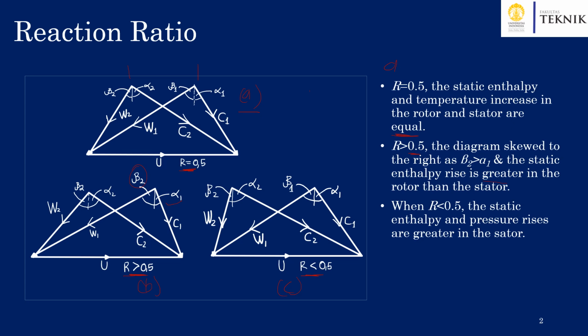And for case C, or the third velocity diagram, we see that the reaction ratio is lower than 0.5. This is the case where the static enthalpy and pressure rises are greater in the stator compared to the one in the rotor. And we can see that in this case the velocity triangle is skewed to the left side of the graph. And as we can see here at the inlet, the relative flow blade angle is bigger at the inlet and then it gets smaller at the outlet.